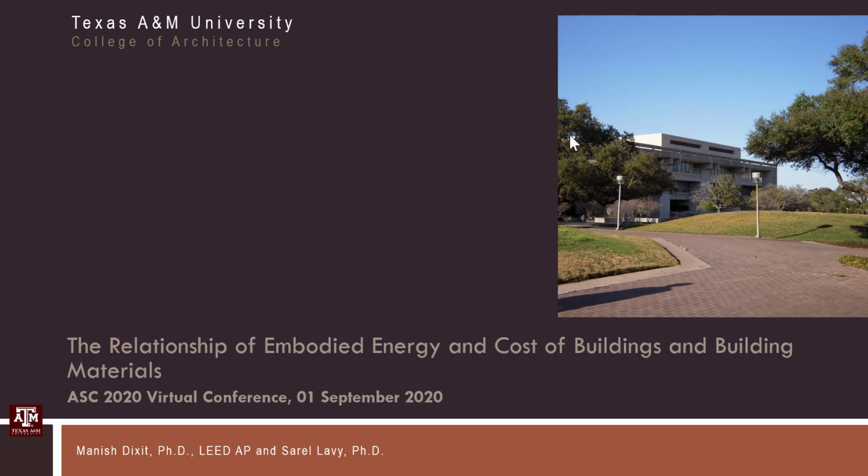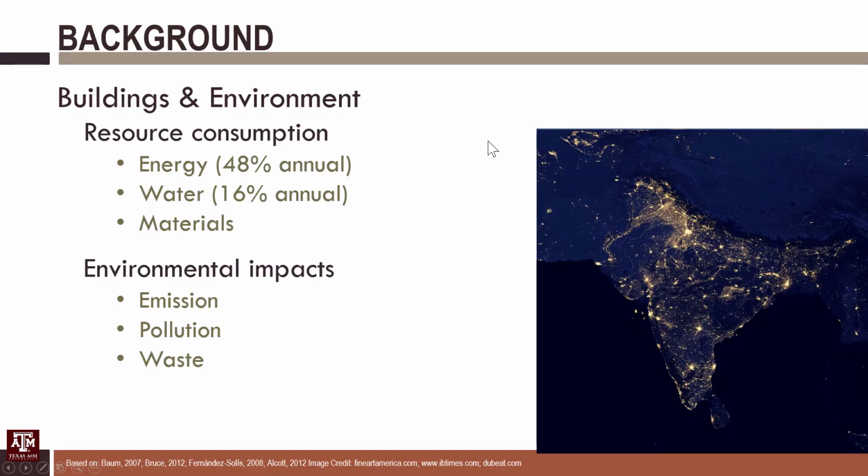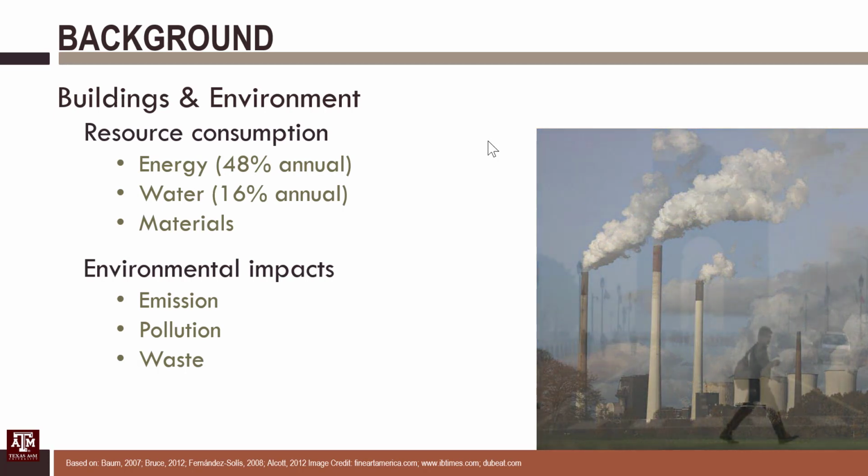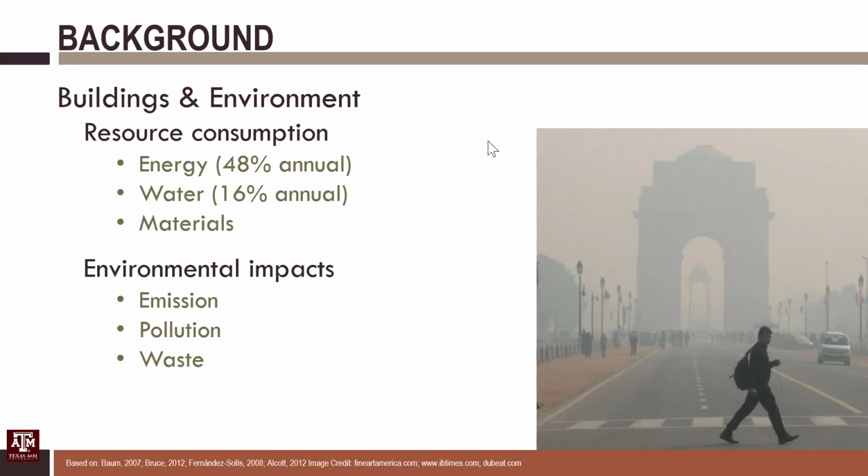If you look at buildings, we know that nearly half of global energy supply is consumed by buildings in their construction and operation, and nearly 16% of water annually. A variety of materials are also consumed in their construction. As a result, there is carbon emission, pollution, and a significant amount of waste, the adverse impact of which we already see in a growing number of radical weather events.